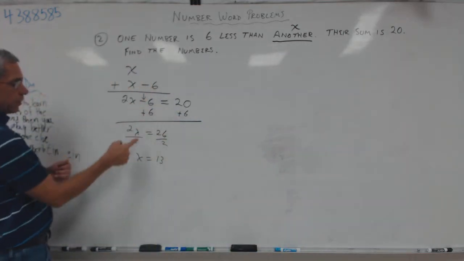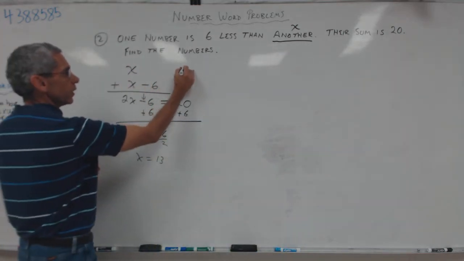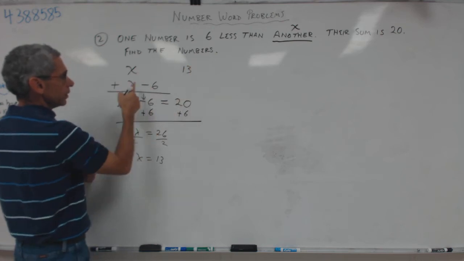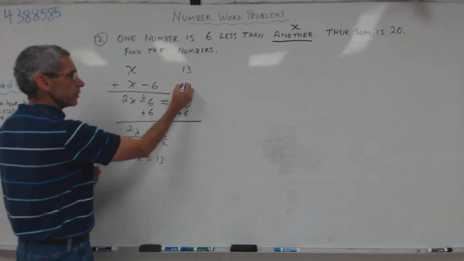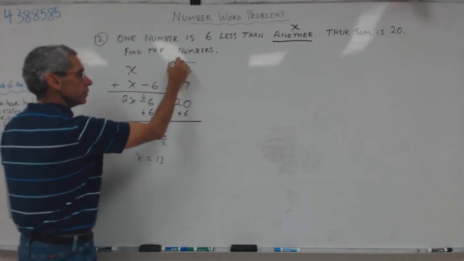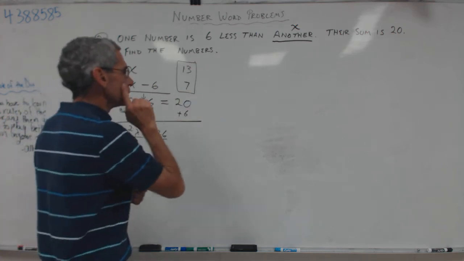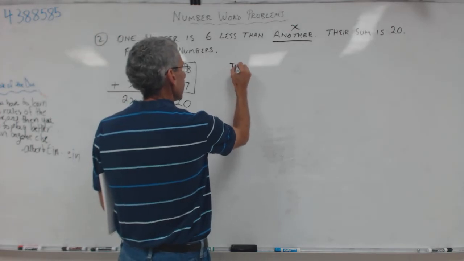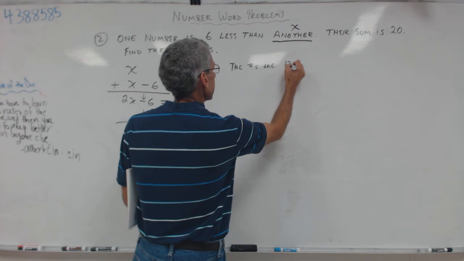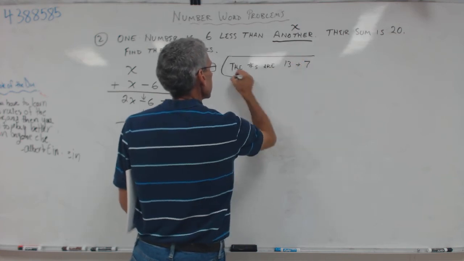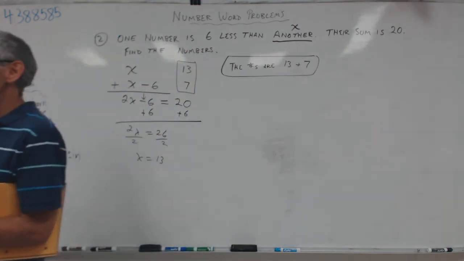So I'm going to bring this back up here. My x is 13. So I know this number is 13. This one is 13 minus 6, which I think is 7. Am I right? Yes. Yay. So those are my answers. I'm going to say the numbers are 13 and 7, and I'm going to put a box around it and I'm done.